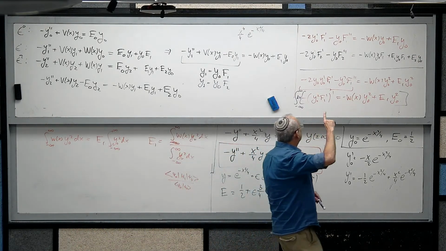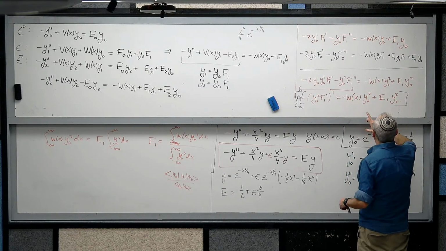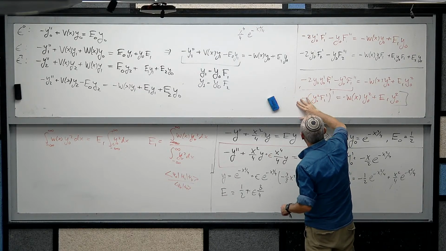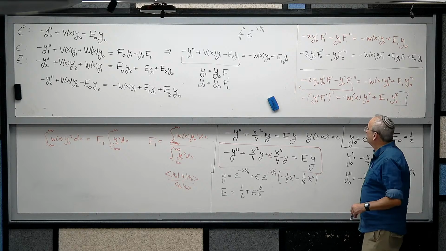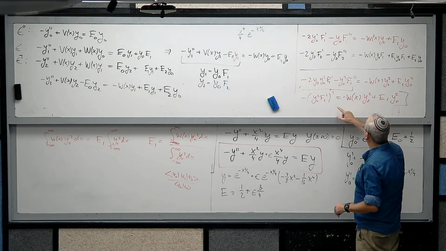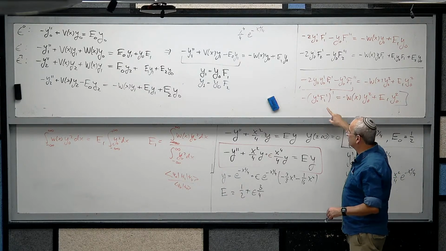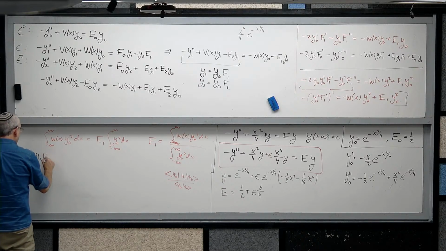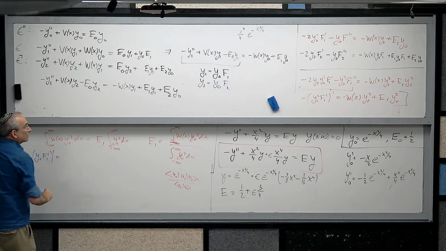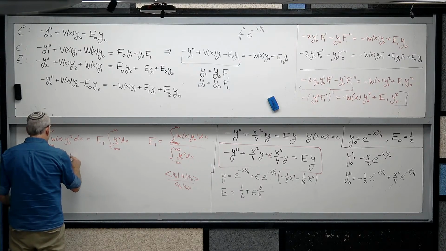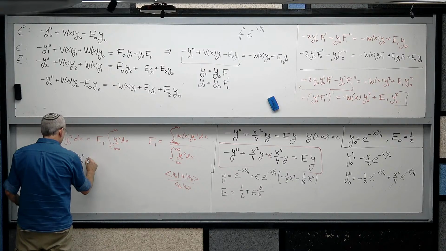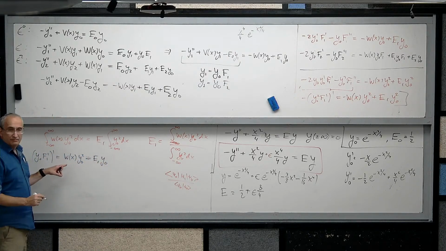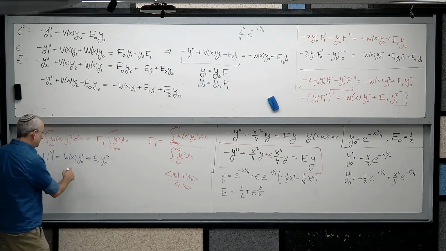Now once I know E1, I go back to this expression, take out the integration, and I can solve this. Now this is an equation for f1. I can solve it with two integrations. So I can say that y naught f1 prime prime is equal to w of x y naught squared minus e1 y naught squared. I know both.